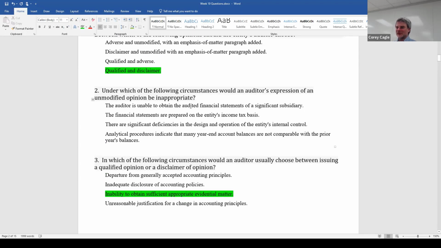And 2 is really the same question again. Under which of the following circumstances would an unmodified opinion be inappropriate? A says we're unable to obtain audited financial statements of a significant subsidiary. That is a scope limitation. So that would be a modified opinion.